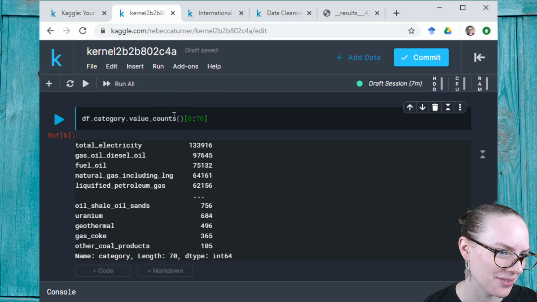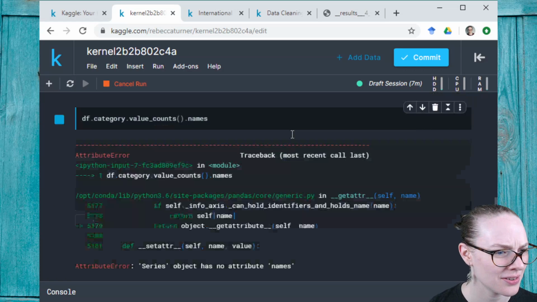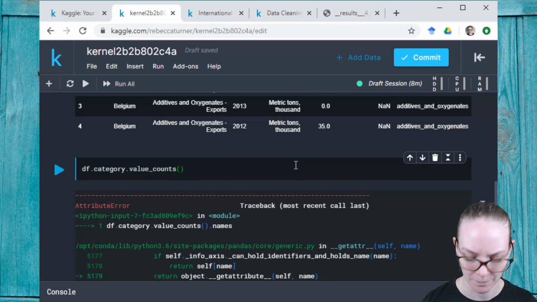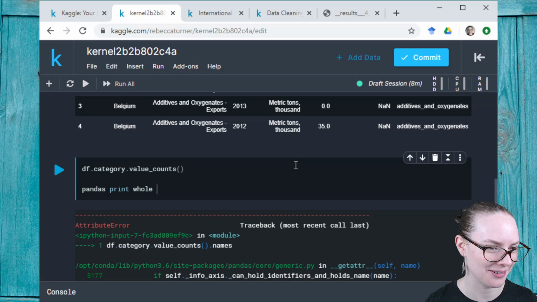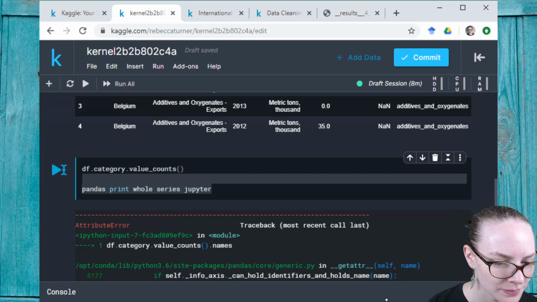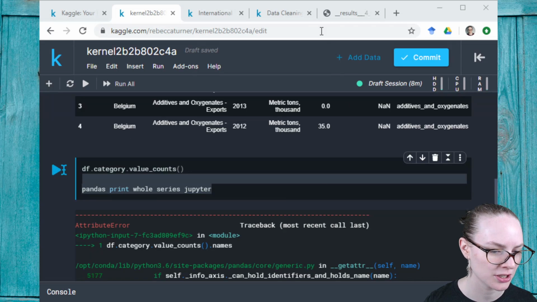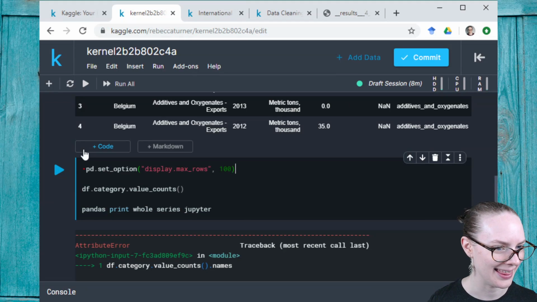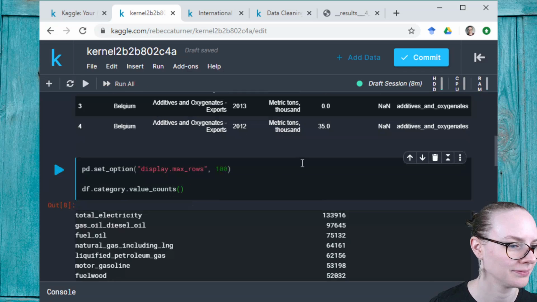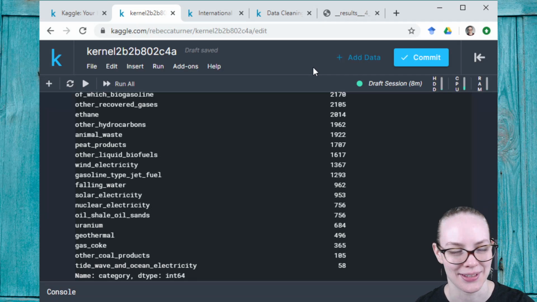I want to see all of them. How do I get to there? Names, is that a quality that this has? It does not. Pandas, print whole series, Jupyter. Ooh, Jenna has a command, pd.set_option display max rows 100. Thank you. Better than Stack Overflow, the chat is. Yeah, there we go. Thank you, Jenna. That was very helpful. And ER came out with the same thing.